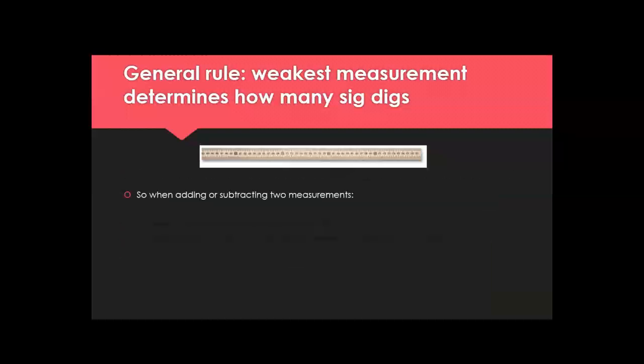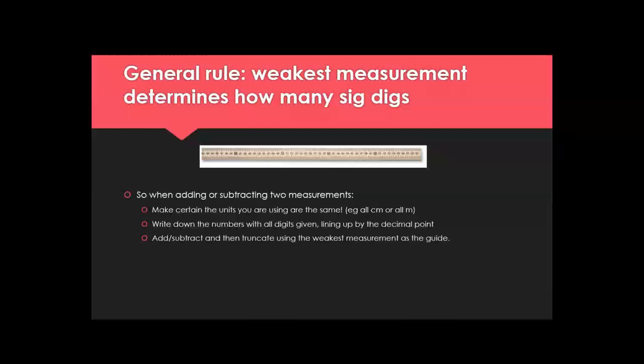All right, so the general rules when adding or subtracting 2 measurements: make certain the units you're using are the same, say in this case all centimeters. If you had measured in meters, you had to make sure that both of the measurements were in meters. You have to write down the numbers with all the digits that you're provided, and you line up by the decimal point. Then you add and subtract, use all the numbers, but you truncate using the weakest measurement as the guide, as we just did.